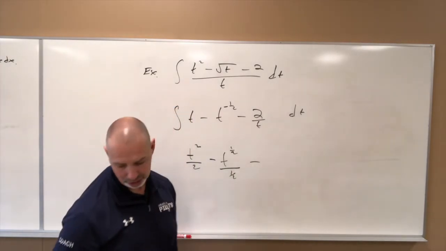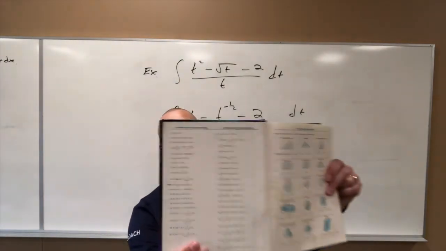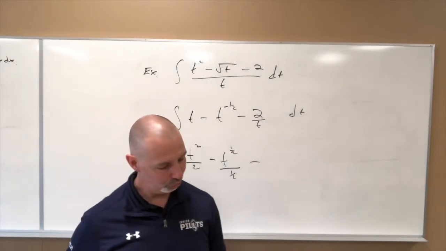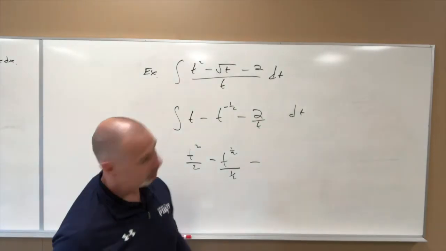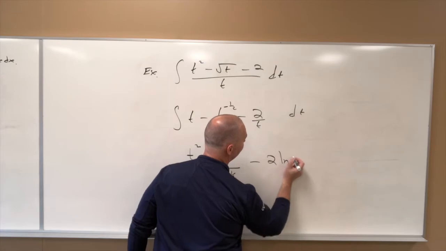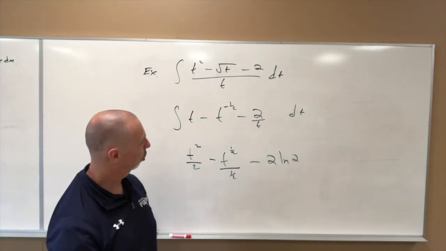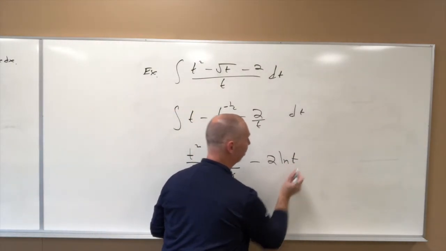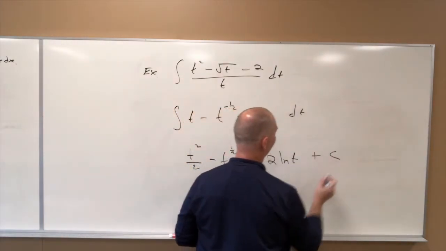And 2 over t, again, if we look to our integration page, this one, you'll see integration rule number 3 is 1 over u. The integral of 1 over u du is the natural log of u. And so if I have 2 over t, it's going to become 2 natural log of... sorry, not 2. I would use the 2. It's natural log of t. Just like that. Of course, we're going to add a plus c to the end here.